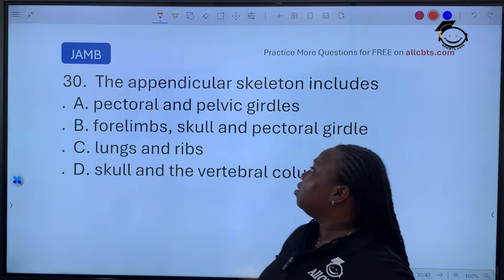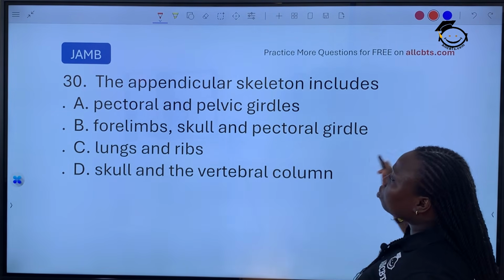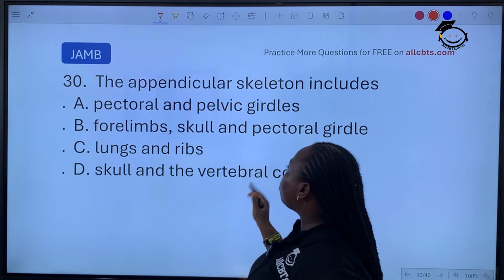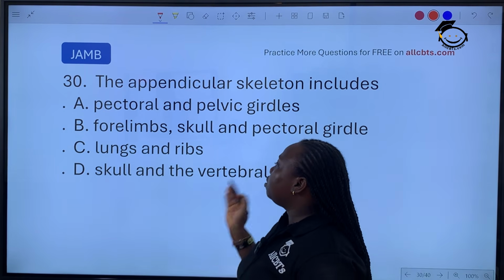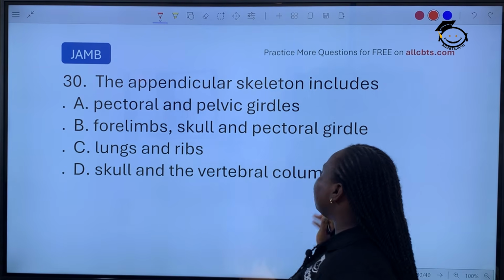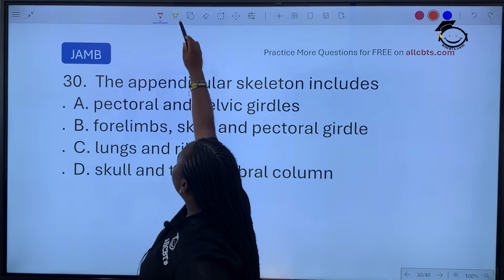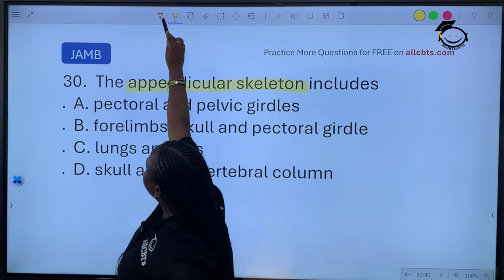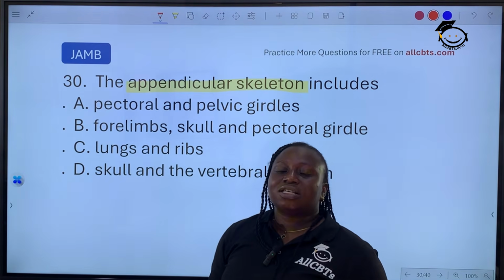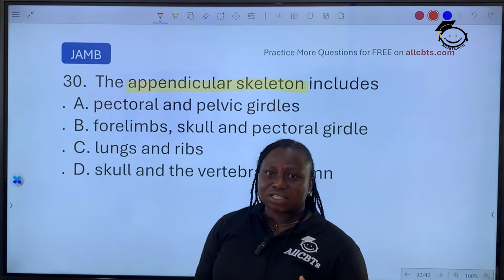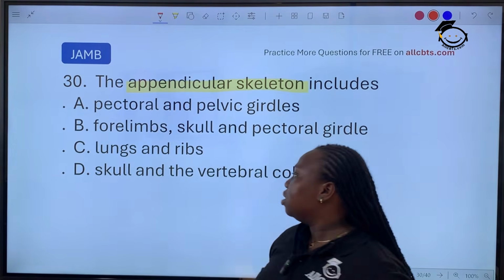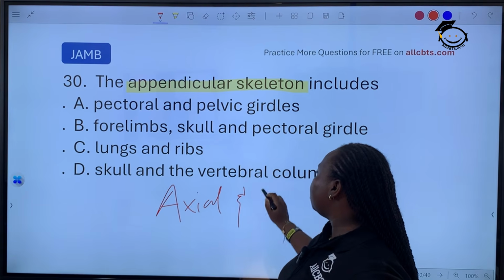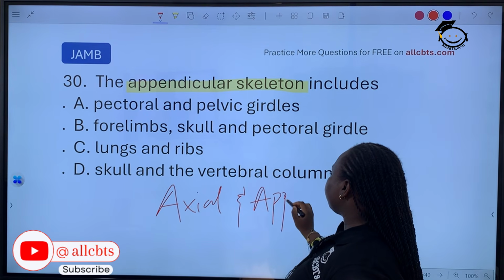Number 30. The appendicular skeleton includes A, pectoral and pelvic girdles, B, forelimb, skull and pectoral girdle, C, lungs and ribs, D, skull and vertebral column. When we are talking about the appendicular skeleton, don't forget that we have two. Our skeleton can be divided into two: the axial and appendages.